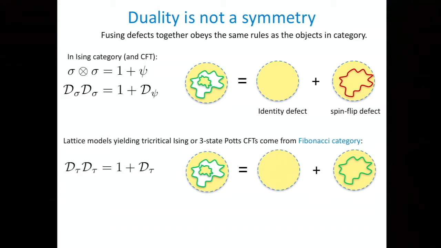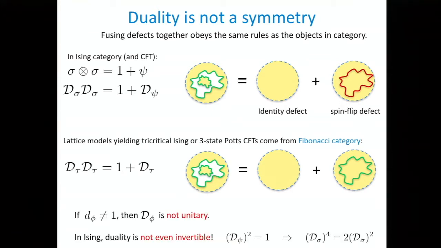Multiple lattice models give you the same CFT, but you can go the other way around. The same category can give you different CFTs depending on what you take the couplings to be. So in this case, you can get tricritical Ising or the three-state Potts model, and then this thing exists as well.